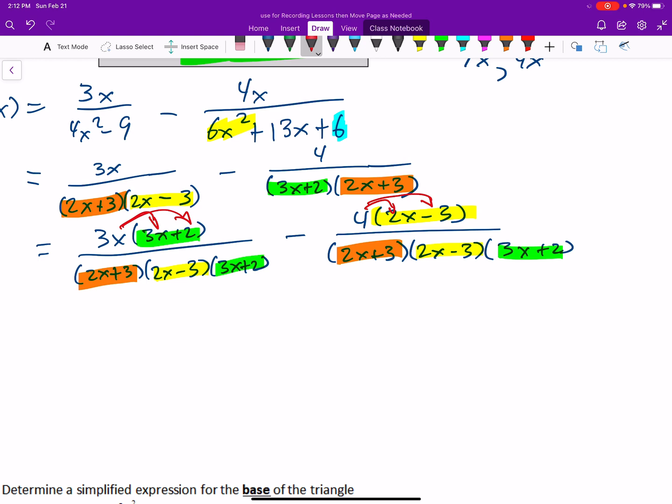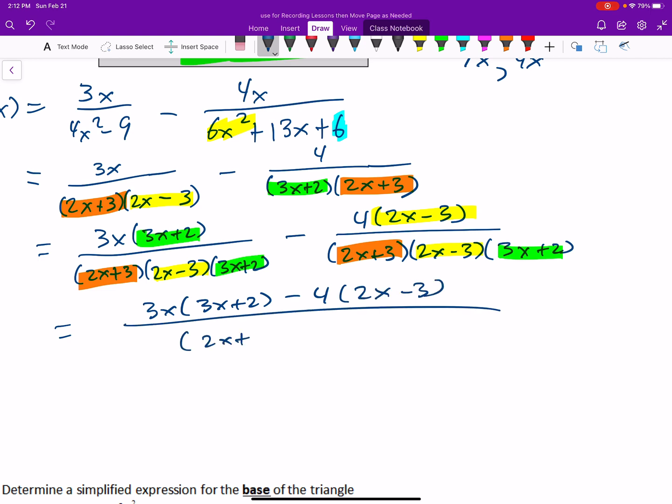And when I do that, well, you know what? Maybe I won't do that quite yet. Maybe what I'll do first is just bring them together into a single fraction. So 3x times 3x plus 2 minus 4 times 2x minus 3, just so that I've got them all together into a single fraction first.